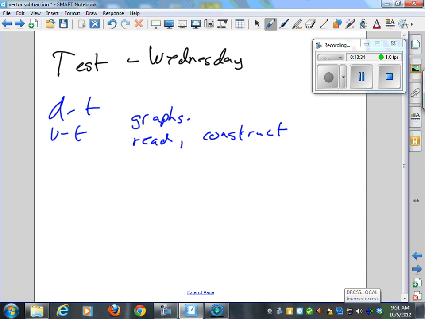There will be some where I'll say, here's a dt graph, what's the corresponding vt graph? More of a multiple choice kind of thing. Then there'll be others that you have to draw, right? But the basic thing you've got to know is what vt graph do you get from this dt graph, and vice versa. That's what it boils down to. Okay?